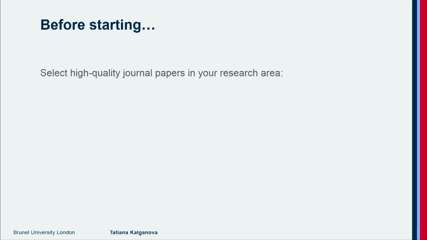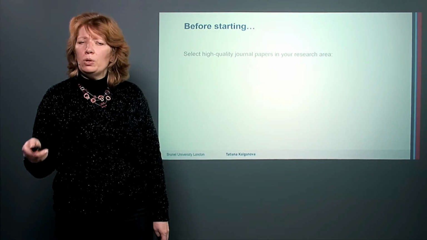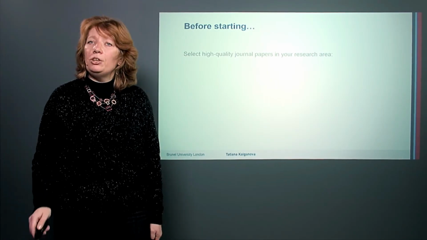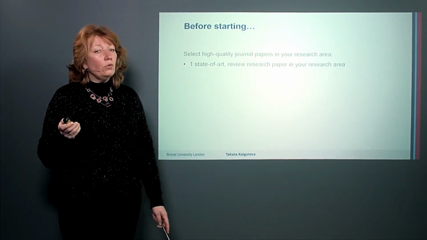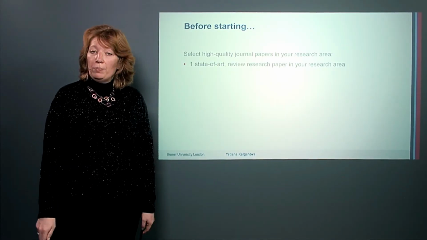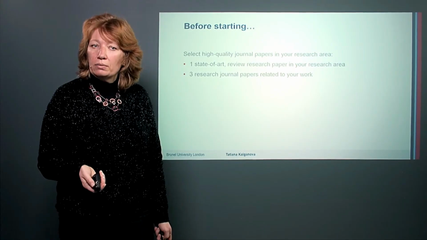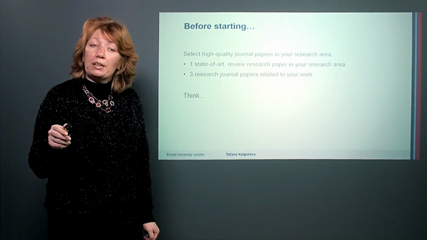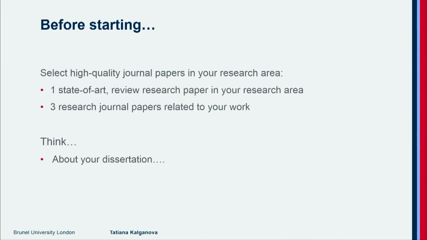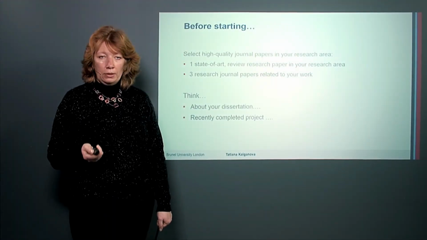As usual, before we start, in front of you, you will need to have high-quality journal research papers in your particular research area. It could be one state-of-the-art review research paper in your research area, as well as 3 research journal papers related to your work. And in addition to this, you need to think about your dissertation or recently completed project. Are you ready? Let's start.